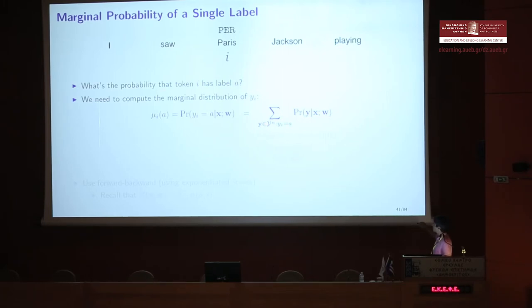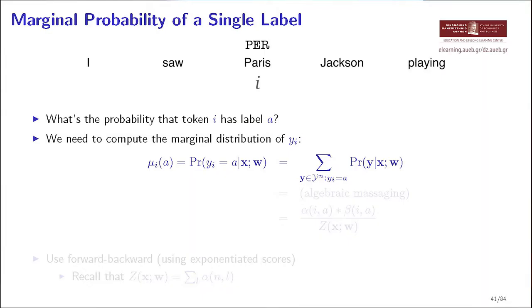I'm going to obtain this by summing over all full output sequences that happen to have that value. So I'm going to consider all possible ways of labeling the full sequences that have this person here, and then compute the probability of each such case and sum. That's the definition; for any probability distribution, the marginal distribution is defined like that.